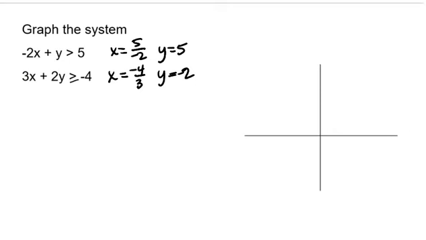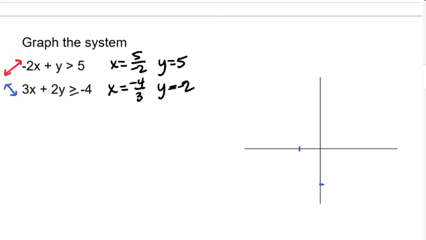So I will start by graphing this one in red and this one in blue. The one in blue, x is negative 4/3, it's a little more negative than negative 1, and y is negative 2. That's greater than or equal to, so it's going to be a solid line. And for the first inequality, I've got x is negative 2.5, so that's quite a ways more negative than this. And y is 5, which is all the way up here. And it's a strict inequality, so I'm going to just keep the dashed line.